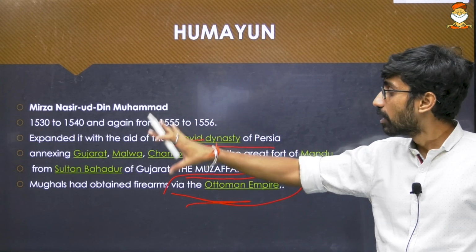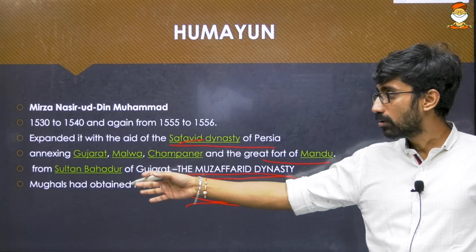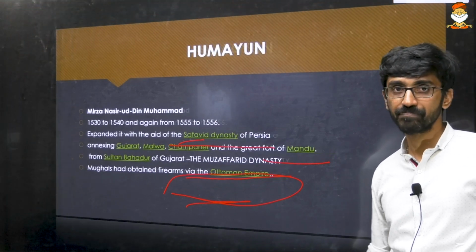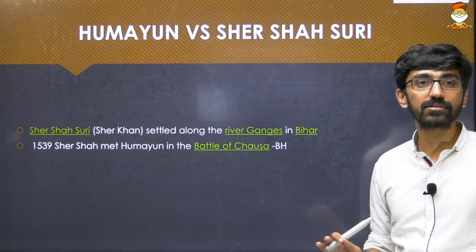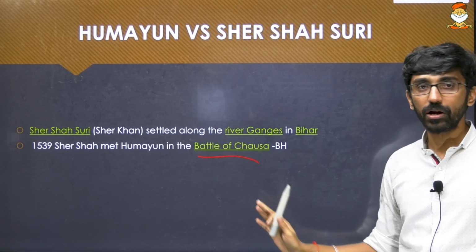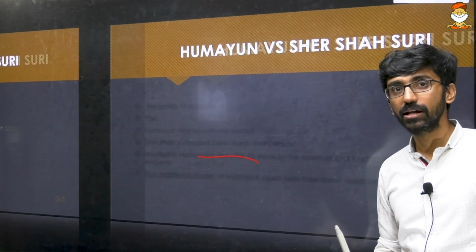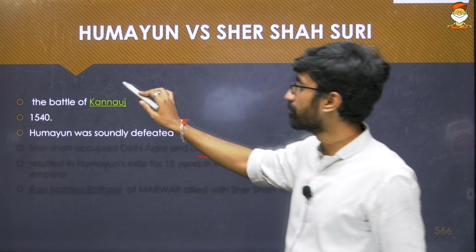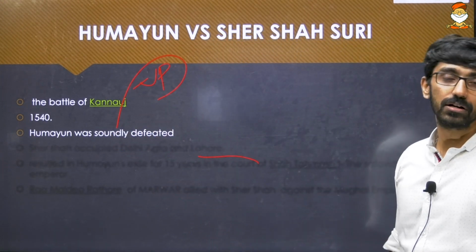Okay, so this is Humayun. Briefly, he expanded and occupied Gujarat and Malwa from Sultan Bahadur of the Muzaffarid dynasty. And then the Humayun versus Sher Shah story. Sher Shah defeated him in two battles. One is the Battle of Chauza in 1539 in Bihar, because Sher Shah's major area is around the Bihar region, river Ganges. Then he also defeated him in the Battle of Kanauj in 1540. Kanauj is in UP. In these two battles, Chauza and Kanauj, Humayun got completely defeated.